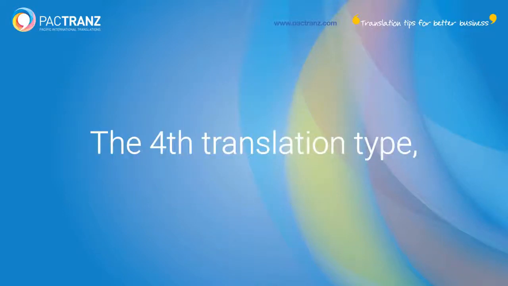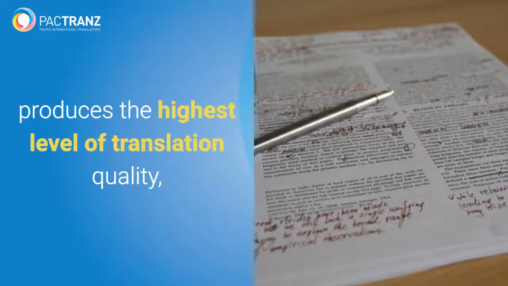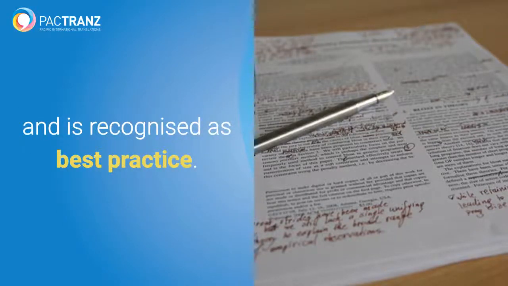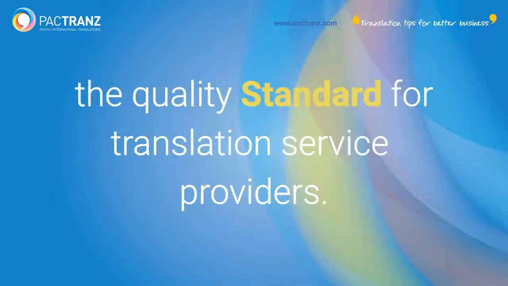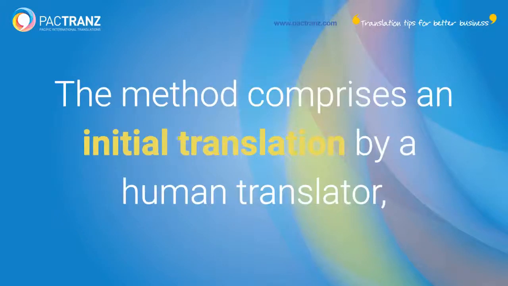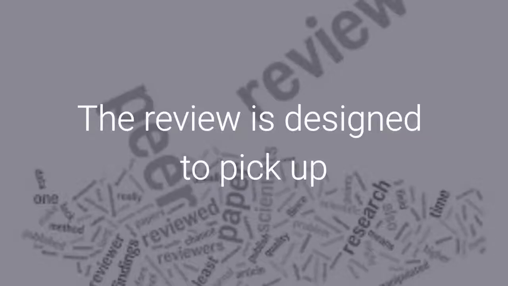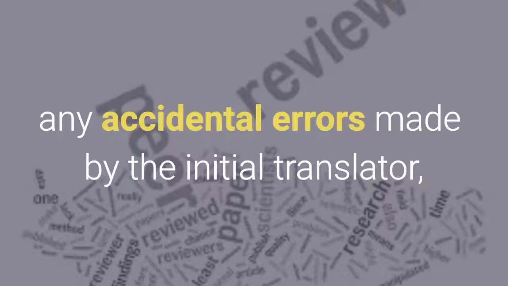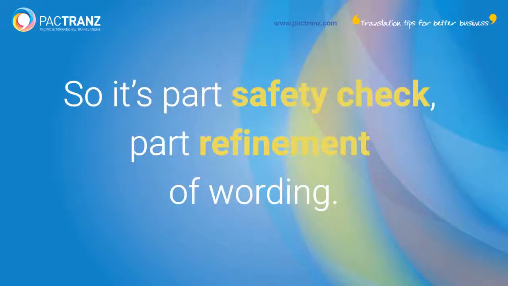The fourth translation type, human translation plus revision, produces the highest level of translation quality and is recognised as best practice. It meets the requirements of EN 15038, the quality standard for translation service providers. The method comprises an initial translation by a human translator, followed by a full review of that translation by a second translator. This review is designed to pick up any accidental errors made by the initial translator, confirm the translation is 100% accurate, and polish the final text. So it's part safety check and part refinement of wording.